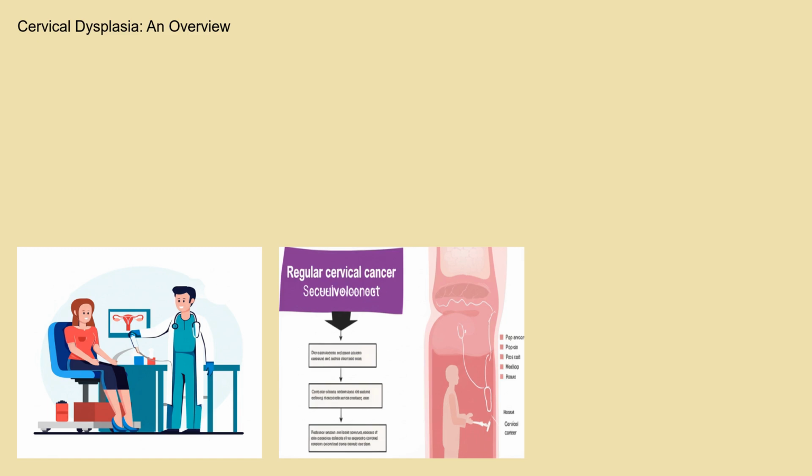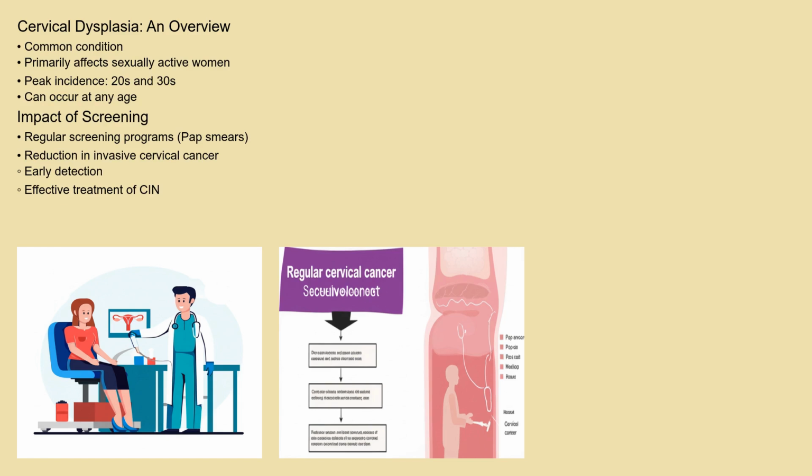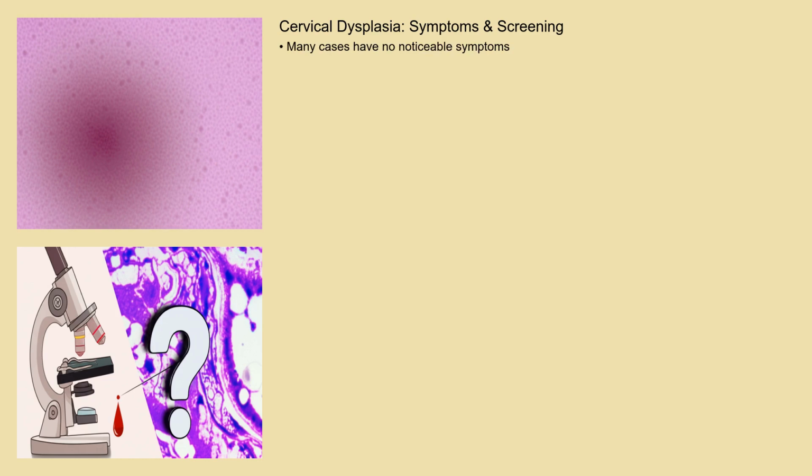Cervical dysplasia is a relatively common condition, particularly in sexually active women. The peak incidence is in women in their 20s and 30s, but it can occur at any age. Regular screening programs, such as Pap smears, have helped to significantly reduce the incidence of invasive cervical cancer by detecting and treating CIN early. Often, cervical dysplasia doesn't cause any noticeable symptoms. This is why regular screening is so important.